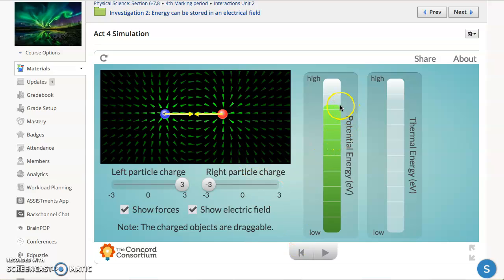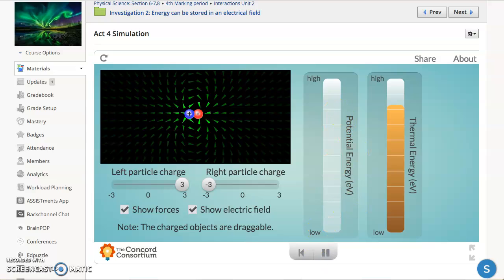I see that as I start with a high amount of potential energy and press play, all that potential energy turns into thermal energy. That is the big thing here.